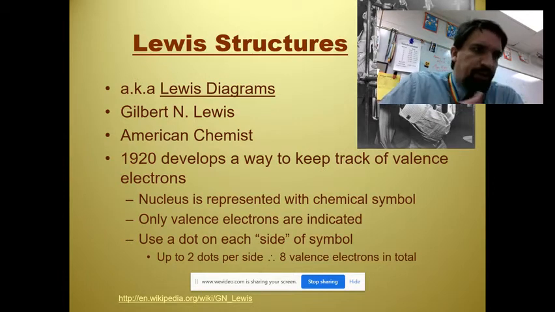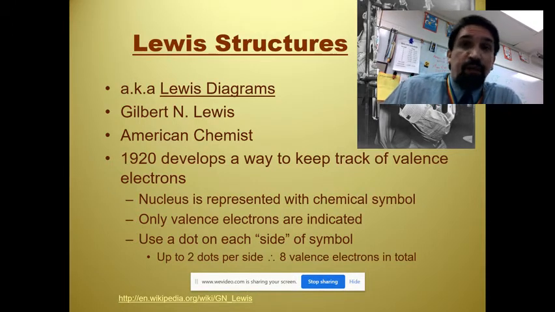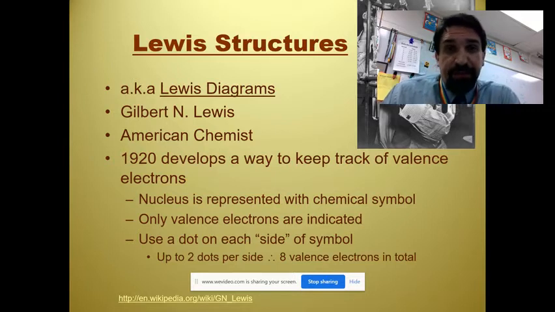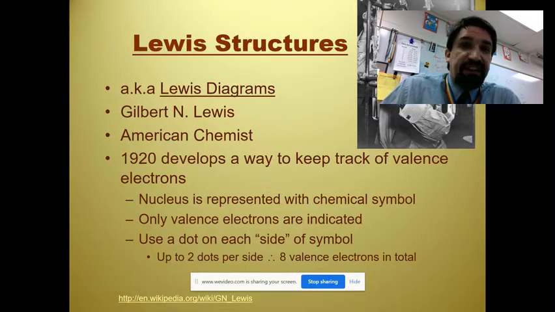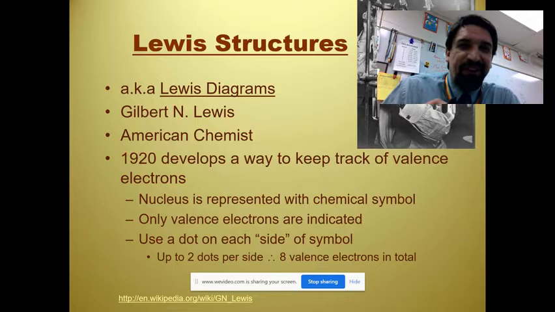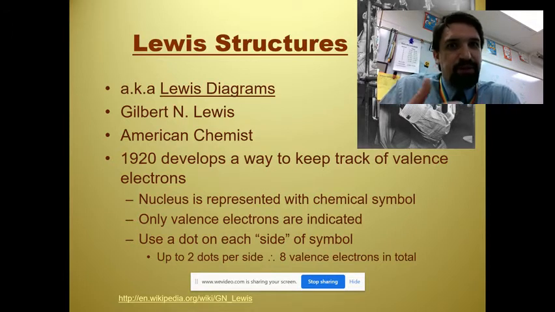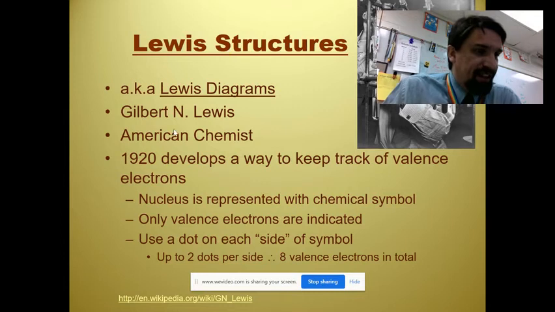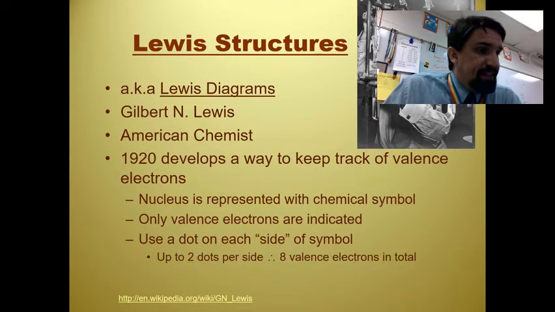All right. So Lewis structures are named after an American chemist named Gilbert Lewis. In the 1920s, he developed a way to keep track of valence electrons, which is an important thing because when two atoms bond with each other, it's the valence electrons that are usually doing the interacting, which means knowing how many valence electrons there are helps us to predict how they react. Lewis actually got a Nobel Prize for this methodology, and it's something that we still use today, which is probably why he got a Nobel Prize. It's something that lasts.